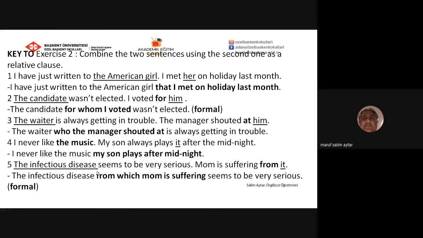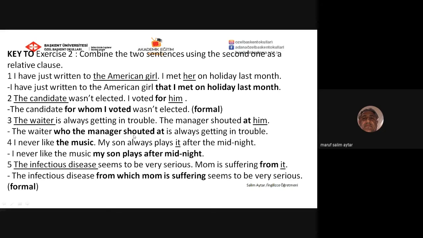Have a look at the key. The first one, I have just written to the American girl that I met on holiday last month. Instead of that, you can use who, whom as well. And you don't have to use it either. You can easily say, I have just written to the American girl I met on holiday last month too. The candidate for whom I voted wasn't elected. This is the formal way. See, for is the preposition. For people, we can just use whom in formal English.